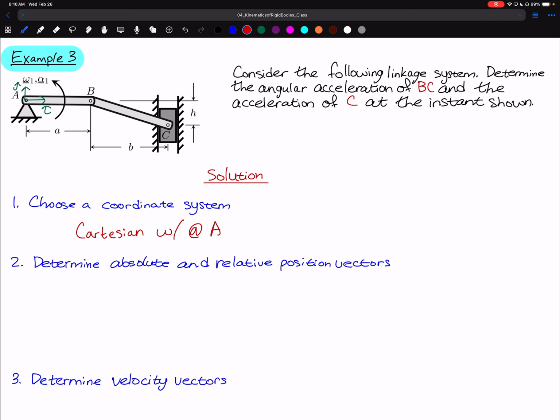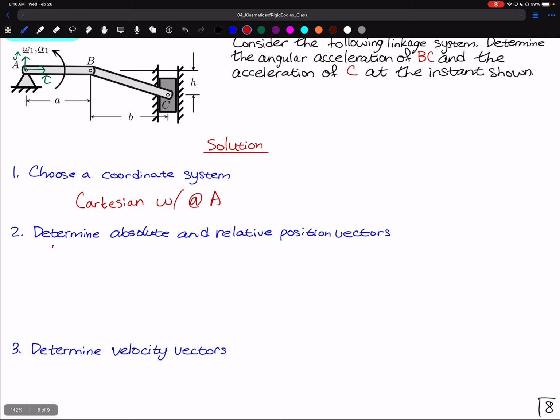From here, we're going to determine our absolute and relative position vectors. Since our origin is at point A, we're going to want to define B relative to A, and then we're going to define C relative to B. It doesn't make sense, and it's not correct to define C relative to A because they are on different rigid bodies. They're not on the same rigid body.